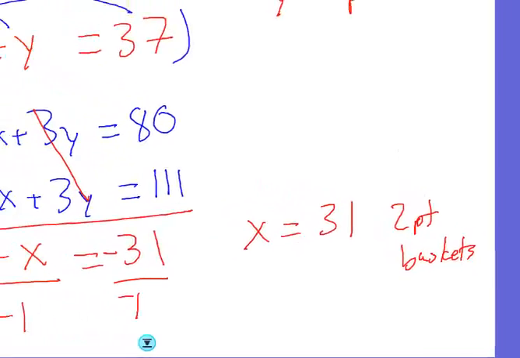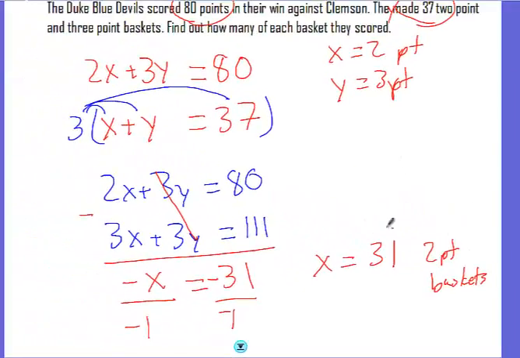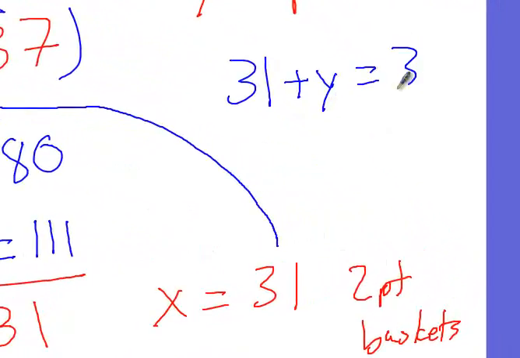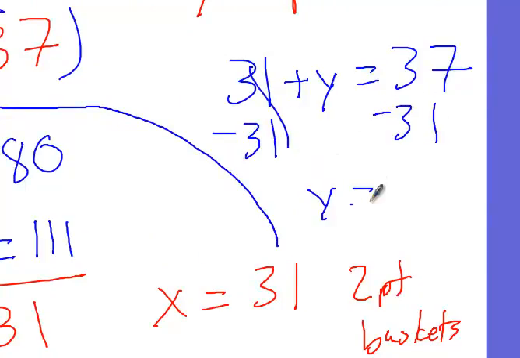Okay, again, we must find out how many 3-point baskets were made. So you're going to substitute 31 in for x. All right, so you get 31 plus y equals 37. Subtract 31 from both sides. You get y is equal to 6. So then there was 6 3-point baskets.